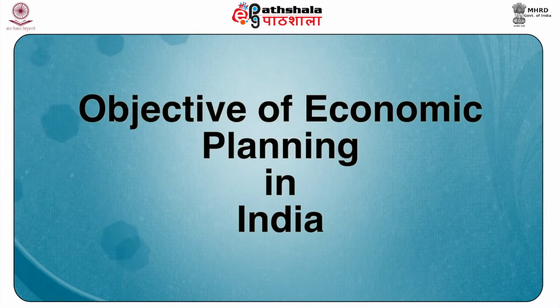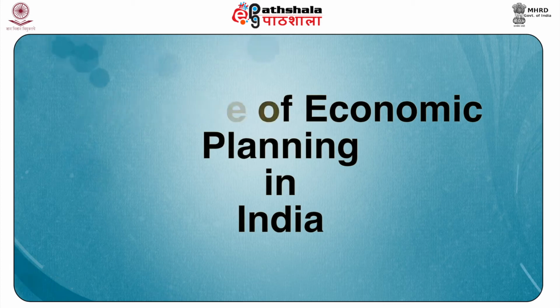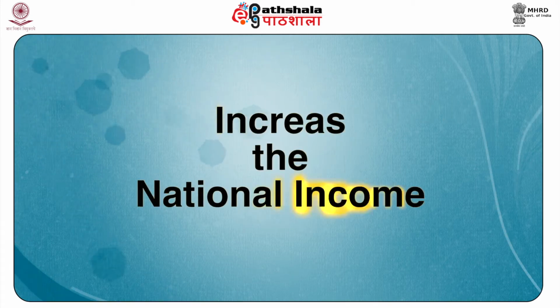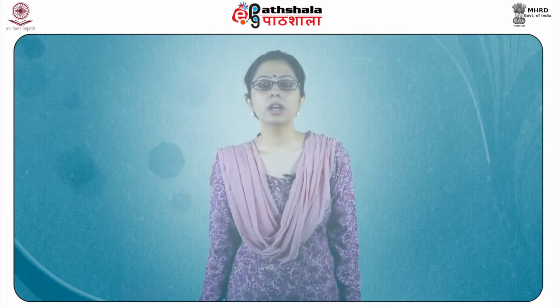Now next is, what are the objectives of economic planning in India? The first objective is to increase the national income. The first objective is to increase production to the maximum possible extent so as to achieve a higher level of national income to remove poverty. The target is set both in terms of desirable rate of growth.